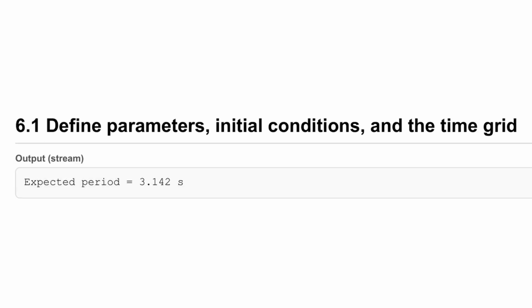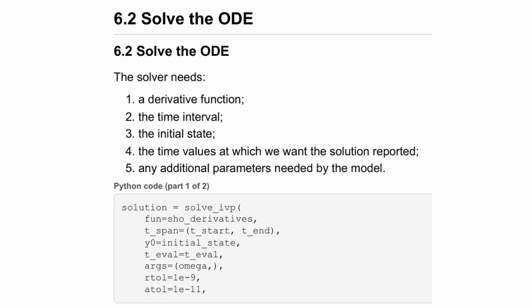Running that code confirms our calculation for the expected period. With an omega of 2, we expect one full oscillation approximately every 3.14 seconds. We are now ready to pass all these parameters to the numerical solver. We invoke the solve_ivp function, passing in our derivative function and the time span. We provide the initial state and the specific evaluation times we just created. The additional arguments, like omega, are passed through the args parameter to keep the solver and physics model separate.